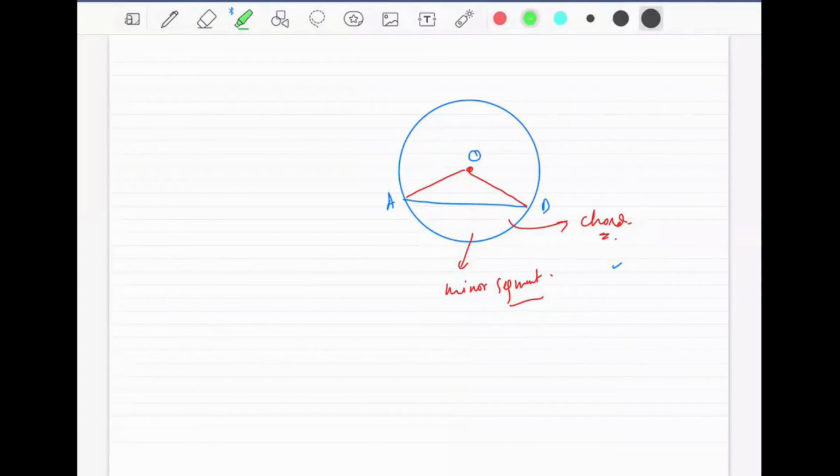Where is the segment portion? The segment portion is actually right here. This part is the segment portion.